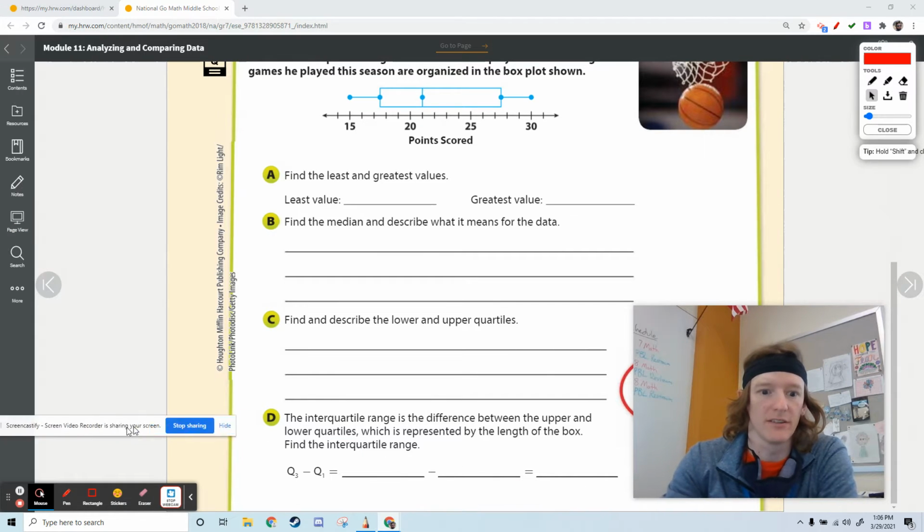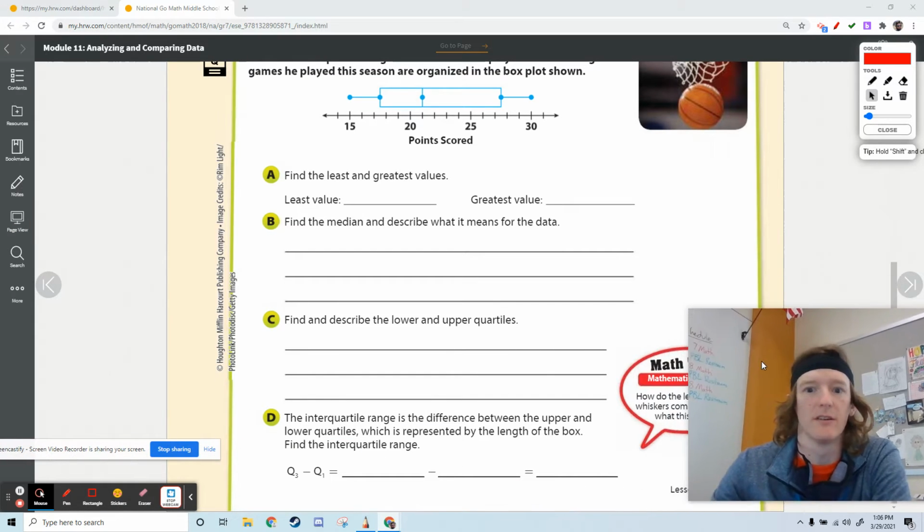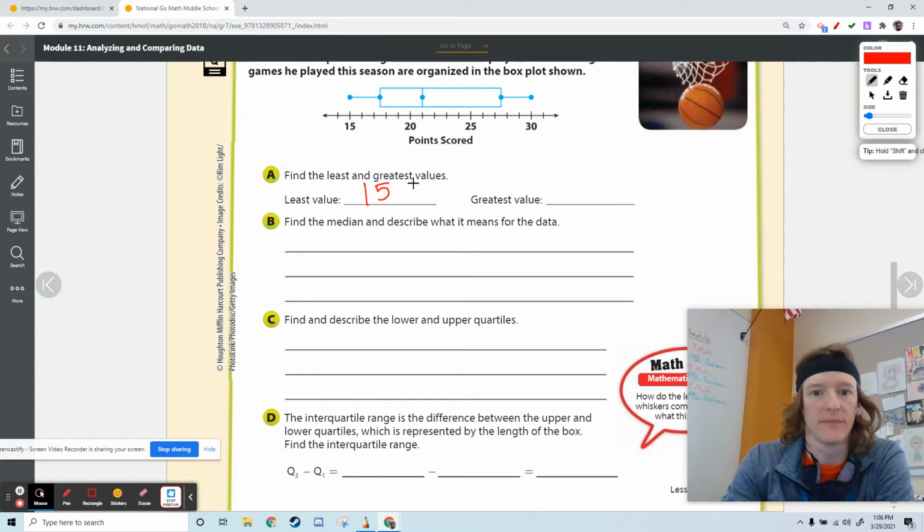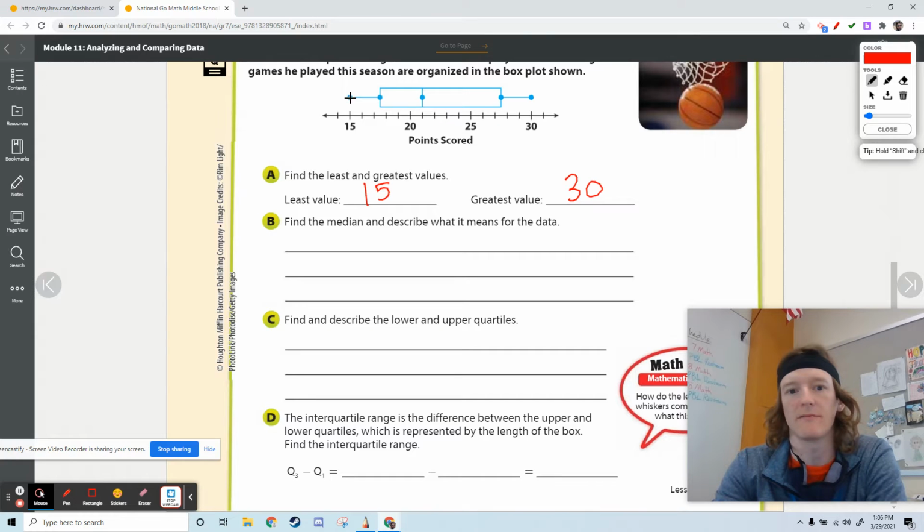So let's find the least and the greatest. The lowest he got in a game was 15. The greatest that he got in a game was 30. This dot doesn't mean this happened only one time. This could have happened several times. I don't know how many games they played, but 25% of the time he scored between 15 and 17 and a half points.